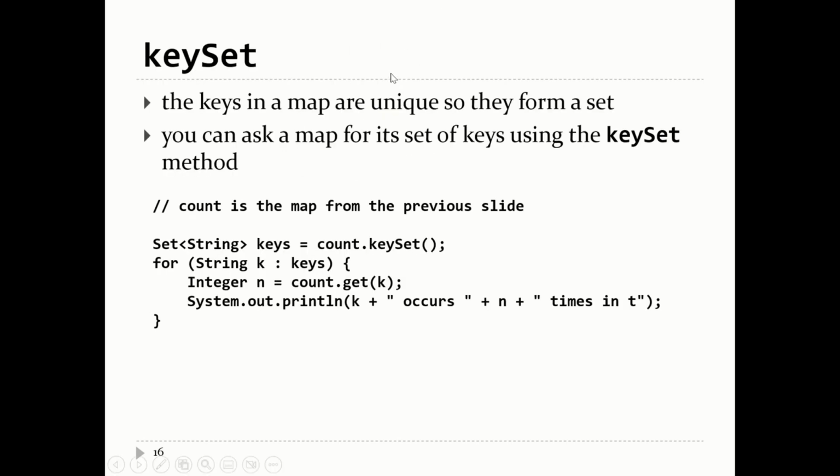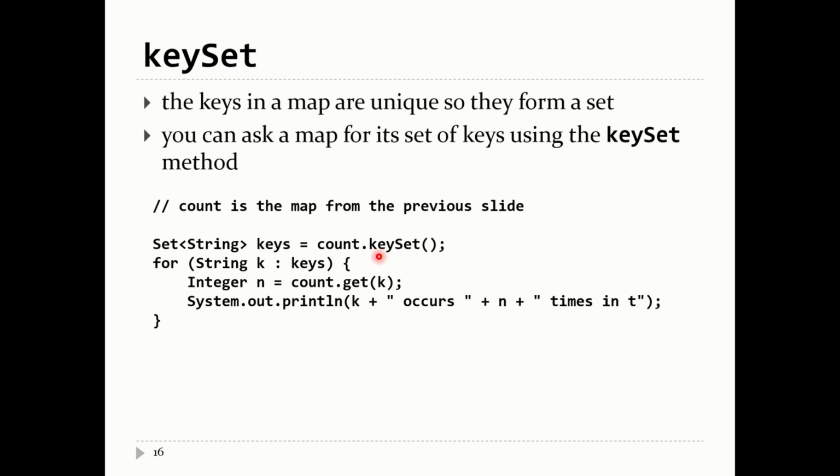Okay. So the keys form a set, right? Because they have to be unique. And so that means you can ask a map for its set of keys. So the keySet method is the method that returns the set of keys. Now notice there's something funny here.